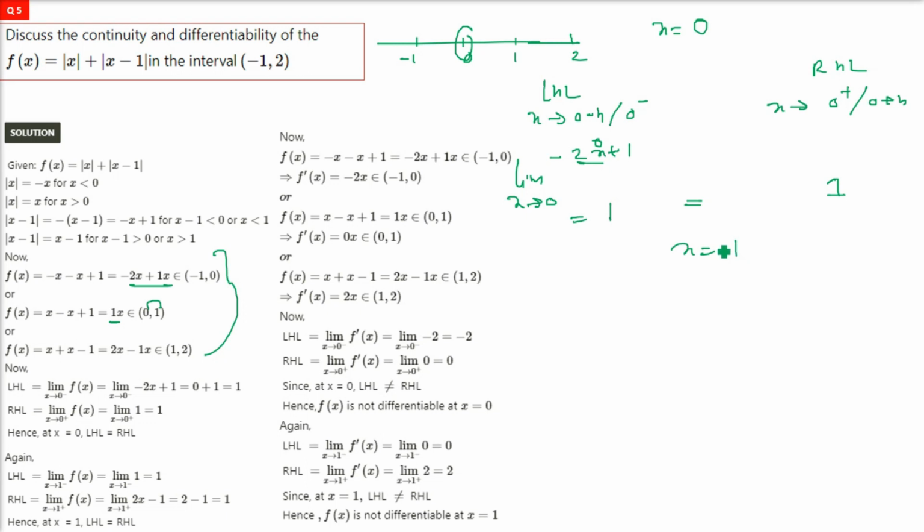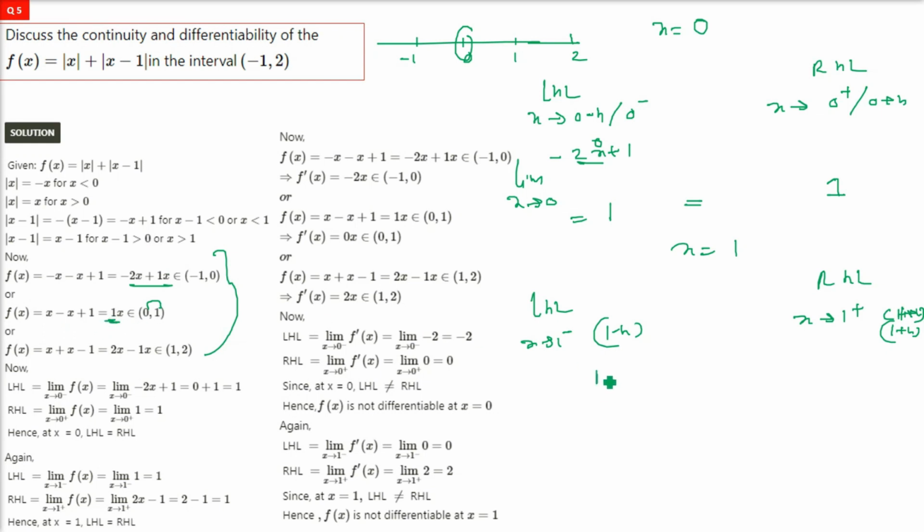Same thing we are going to do. When you check at x equals 1, LHL will be x tends to 1 minus, RHL will be x tends to 1 plus. So 1 minus h, 1 plus h you can always use. I am not going to use it because we have already solved it. We know what the values are in these intervals, so we don't have to go for 1 minus h, 1 plus h. The way of solving will be the same.